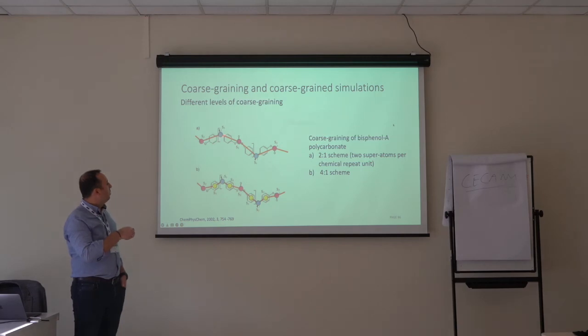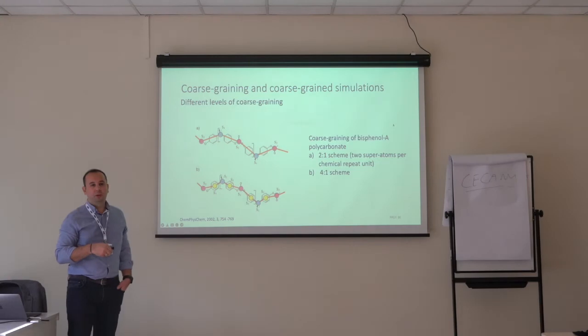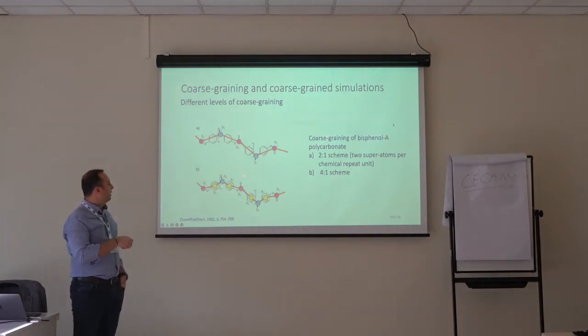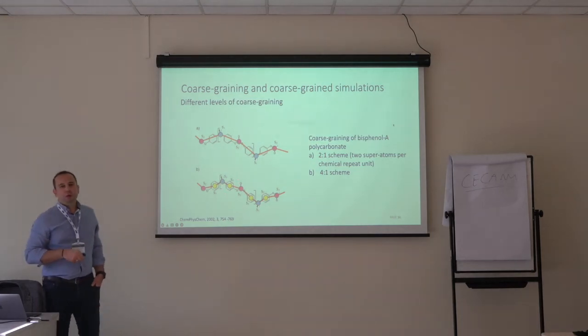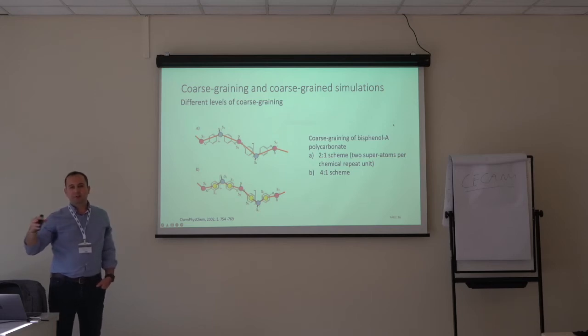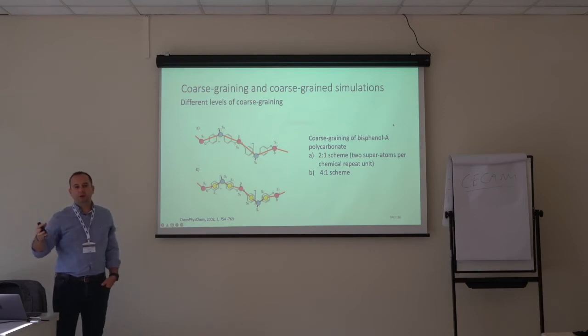For example, if you have a repeating unit here, you can have a 2-bead representation of a repeating unit. That is, as I told you, different from what you saw in the previous slide. Or you can have a 4-to-1 scheme, which has 4 points per repeating unit. You can either use the center of geometry or center of mass, or you can also identify a point that is vaguely representing this coarse-grain bead.